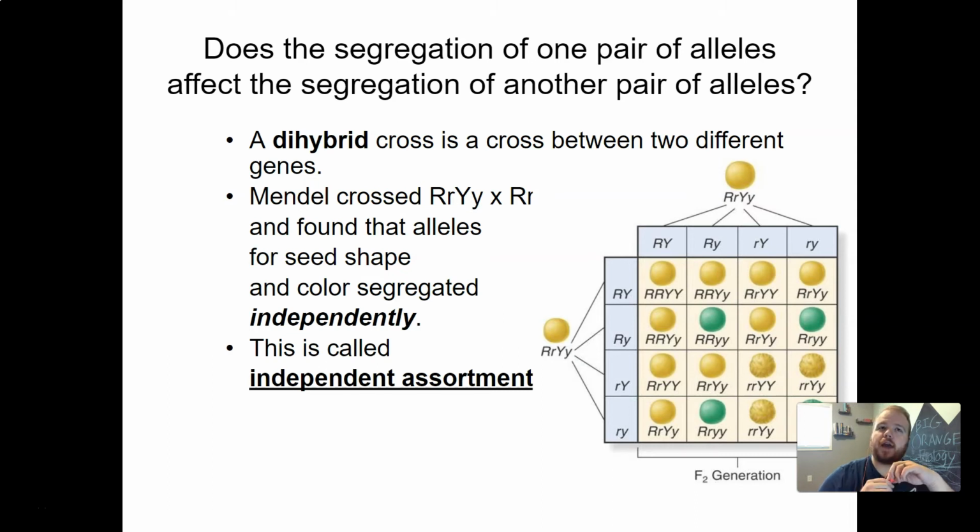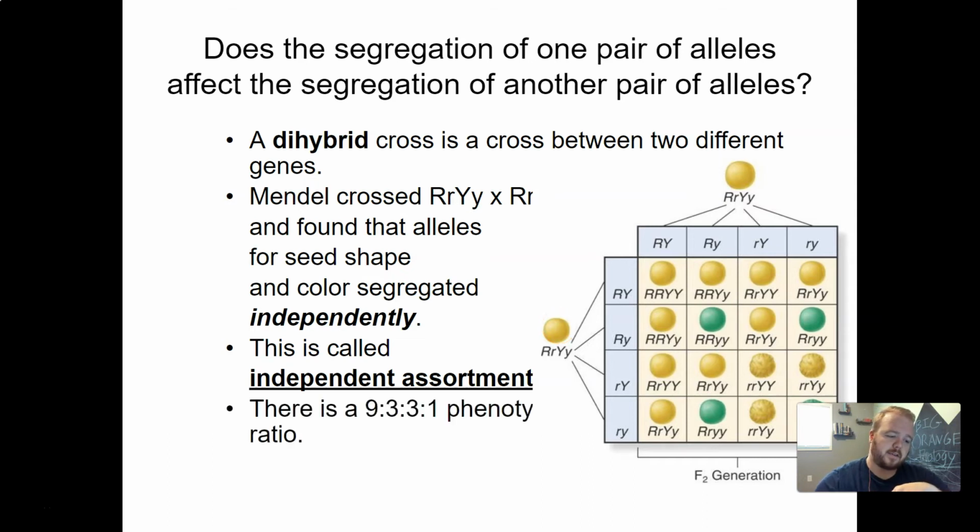So everybody has alleles that are segregated. That's through meiosis. But when you look at multiple alleles, more often than not, we typically find that a lot of traits are going to be independently assorted. Basically, you inherit them independent of each other. Inheriting one characteristic is not influencing the inheritance of another characteristic.